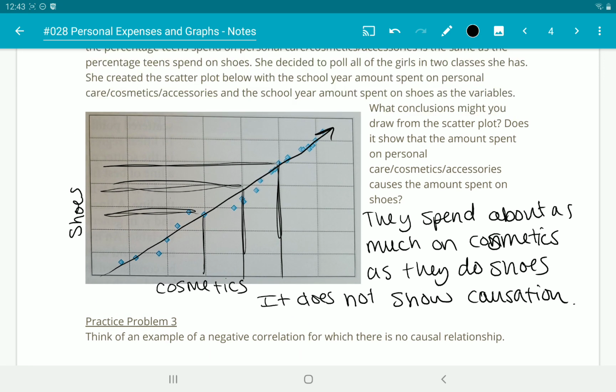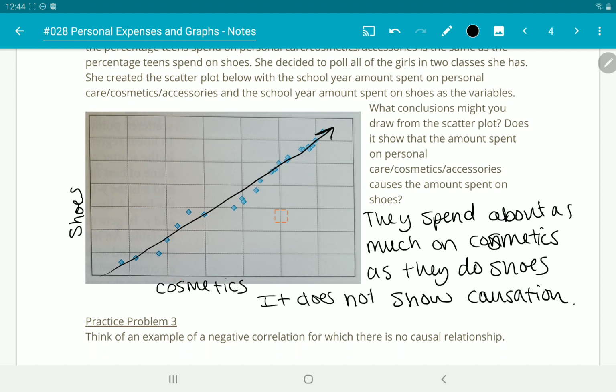So just because you spend $50 on makeup or $50 on hair product doesn't mean that you automatically have to go out and spend $50 on shoes. That's all that means. It just so happens that the people that she surveyed spend about the same amount of money on both. It's purely coincidence and not necessarily related. It could be related to the fact that they have money for both, but it's not necessarily related to each other.